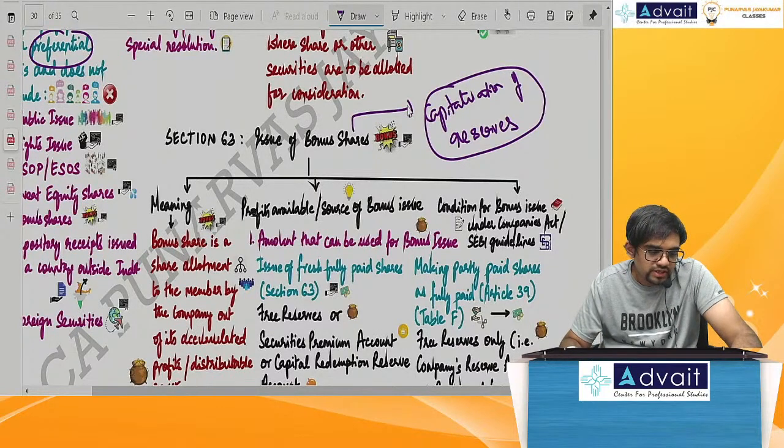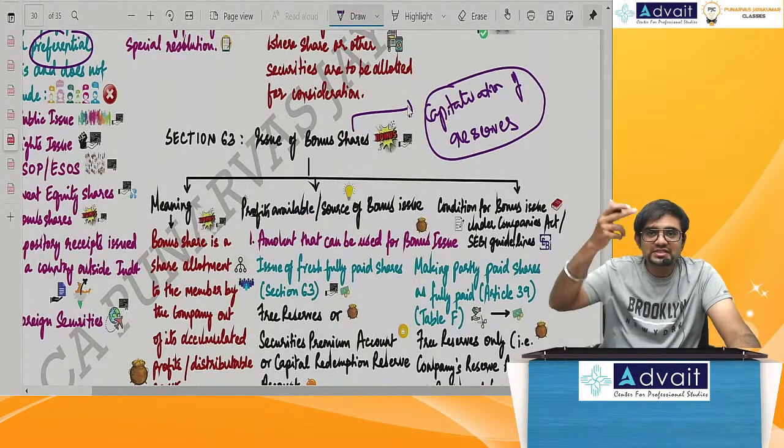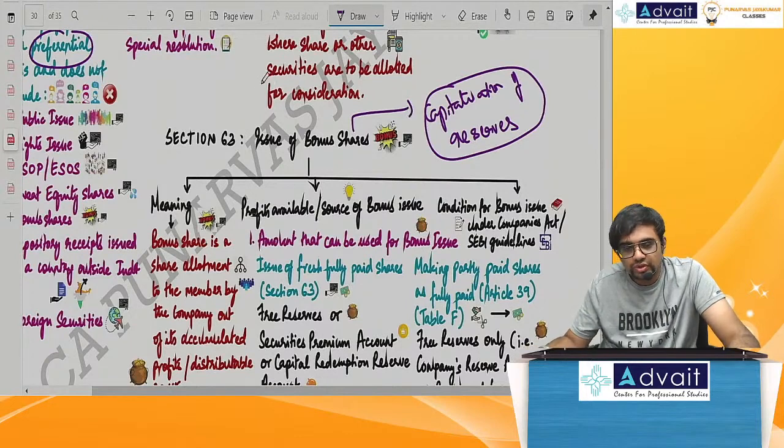Capitalization of reserves, that is the meaning of bonus shares. One share is already there. I am going to capitalize this. I have some general reserve. I will capitalize the reserve and make it into bonus shares.